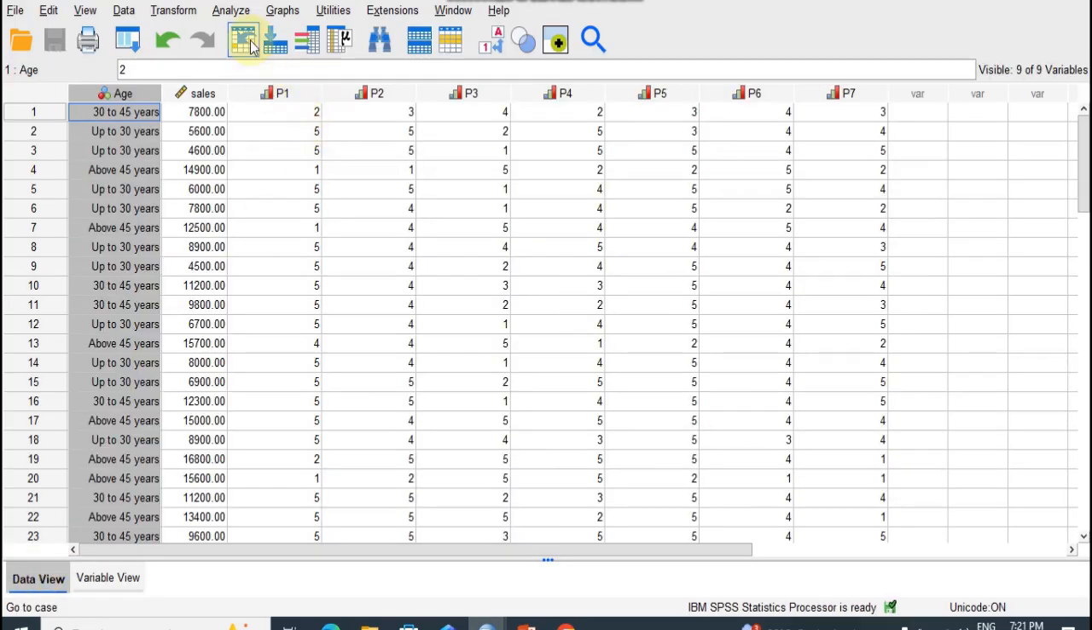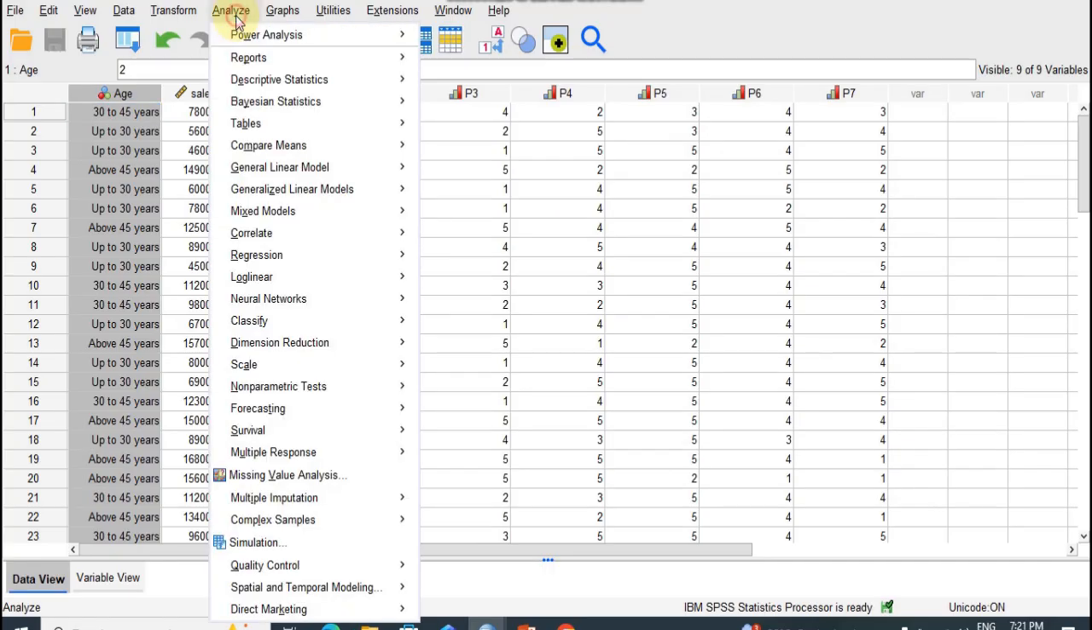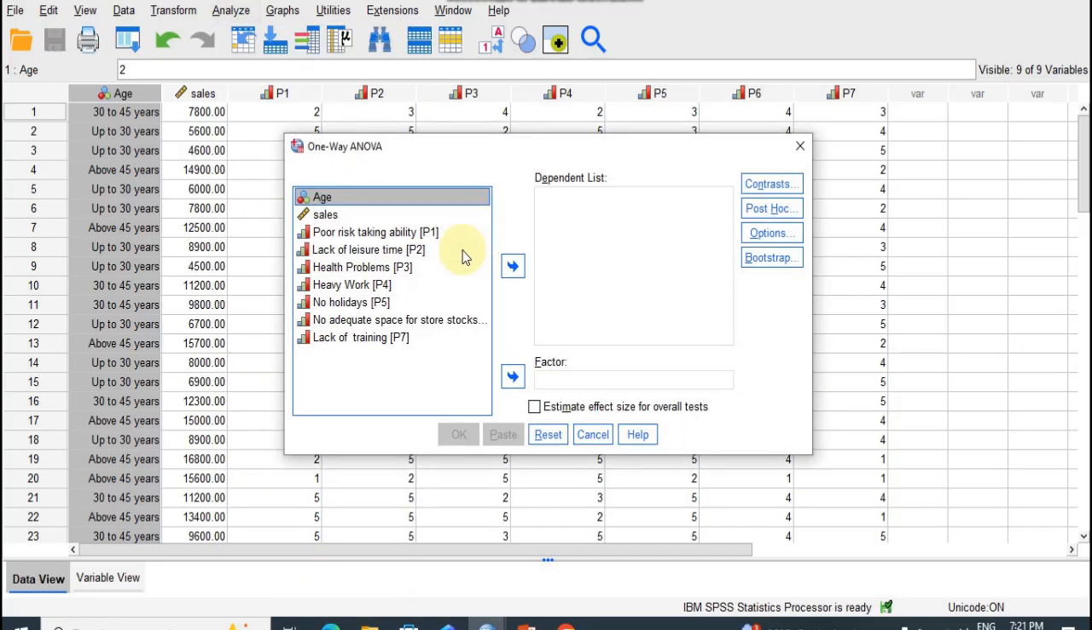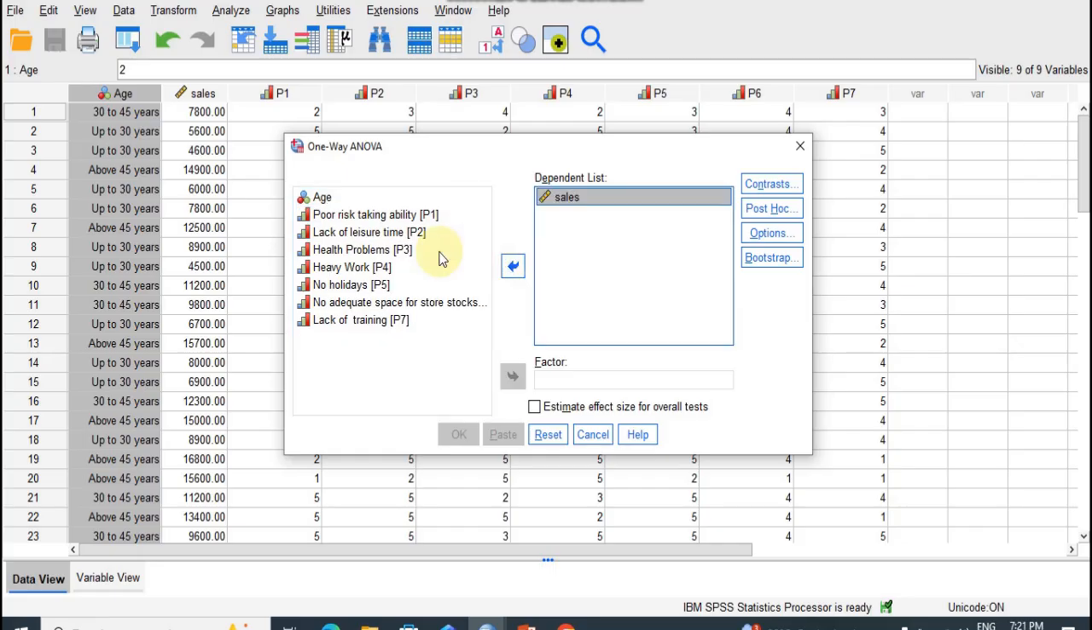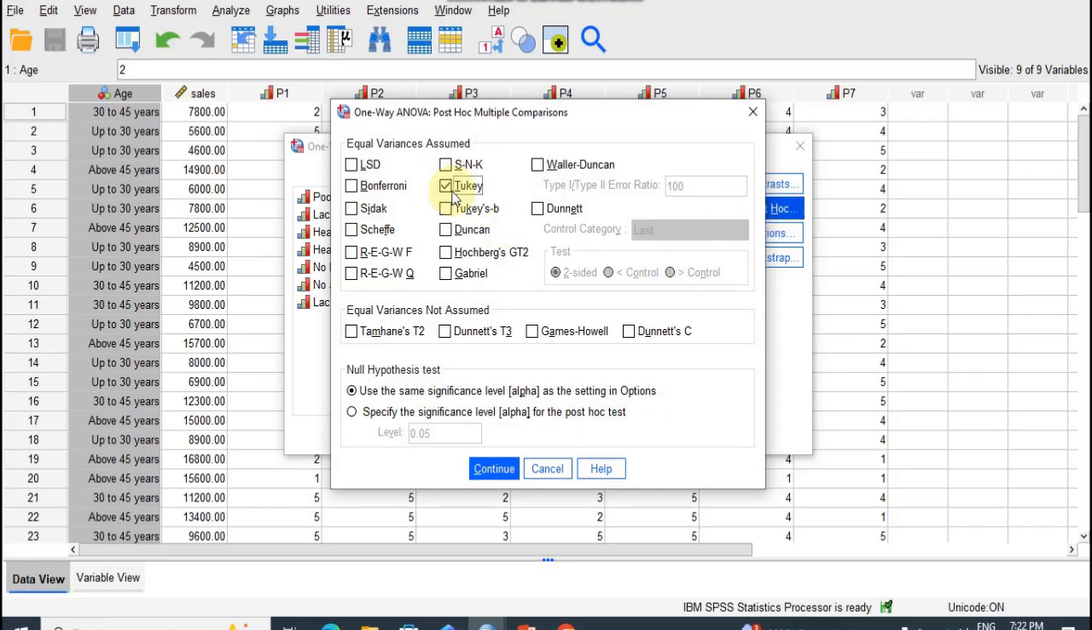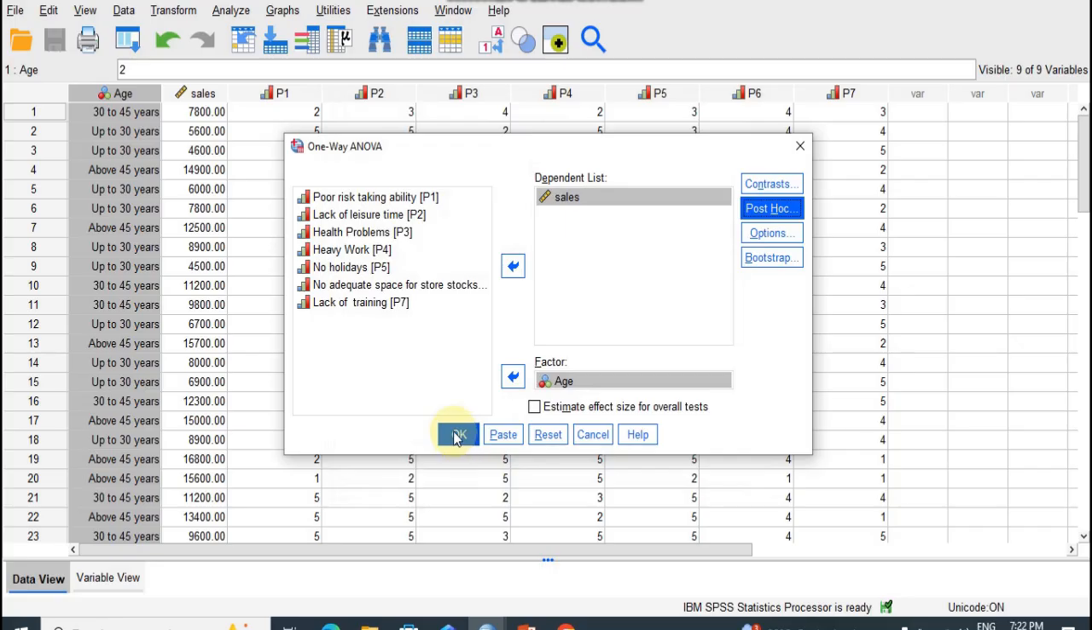Let us know how to do one-way ANOVA. For that, click Analyze, choose One-Way ANOVA from Compare Means. I have taken sales as my first dependent variable. My independent variable is age, so age moves to Factor. In Post Hoc tests, first click Tukey, give Continue and OK.